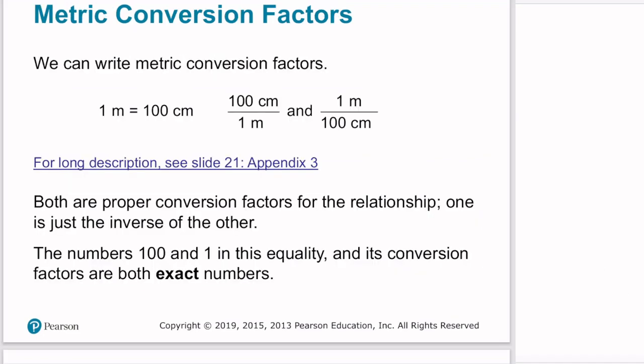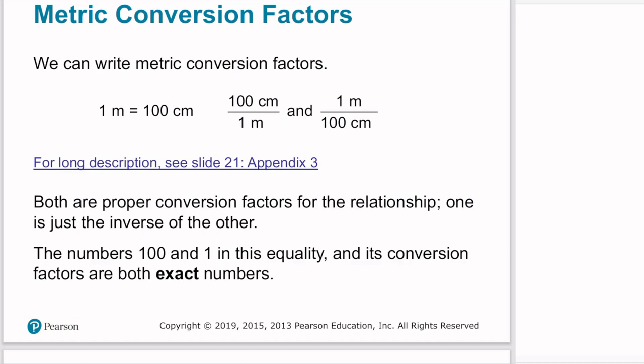Remember that in order to use an equality as a conversion factor, we're going to express it as a fraction. For example, 1 meter is 100 centimeters. We could write that as 100 centimeters divided by 1 meter. That's equal to 1. Or 1 meter divided by 100 centimeters. It's equal to 1, and therefore we can use it as a conversion factor.